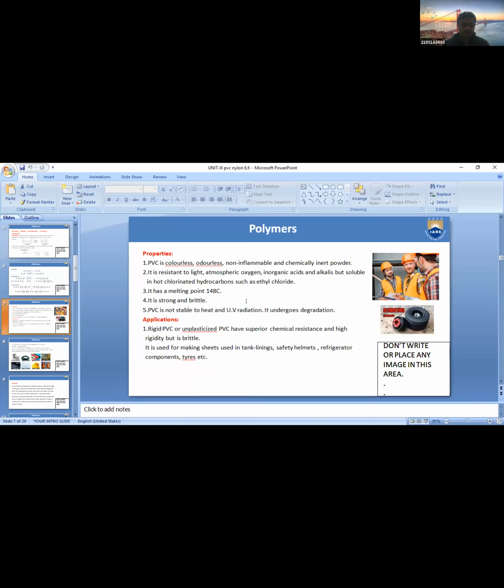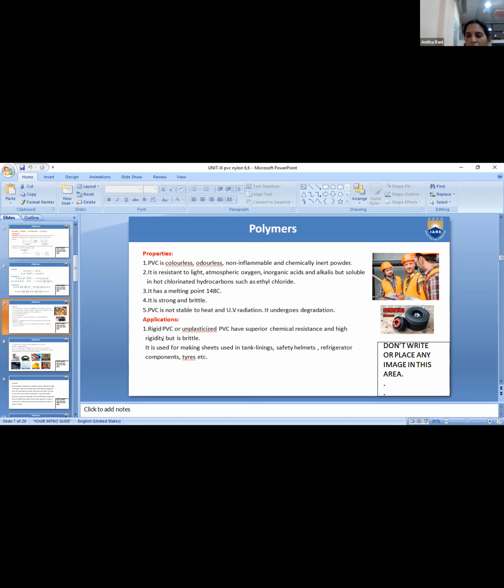Now, what are the properties? PVC is colorless, odorless, non-inflammable, chemically inert powder. It is resistant to light, atmospheric oxygen, inorganic acids and alkalis. Melting point is 148 degrees centigrade. It is a strong and brittle polymer. Last property: PVC is not stable to heat and UV radiation; it will undergo degradation when exposed.